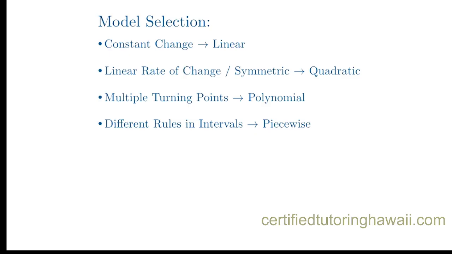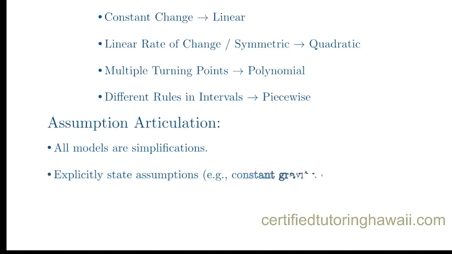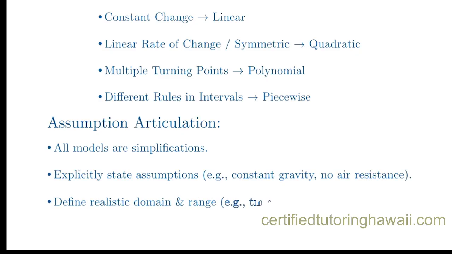Second, it is crucial to understand and articulate the assumptions and restrictions of any model you create. No model is perfect. They are all simplifications of a complex world. They are built on assumptions about constants and relationships. You must define realistic domain and range restrictions based on the context of the problem, and be wary of extrapolating data too far beyond what you've observed.